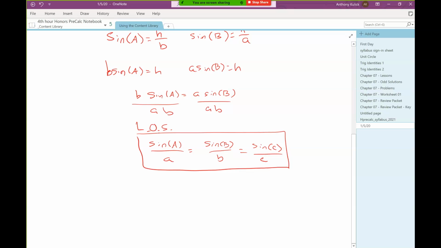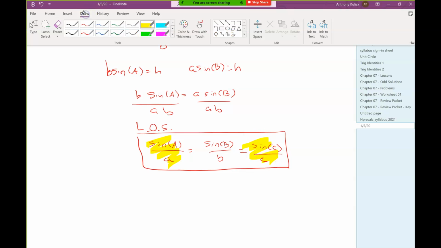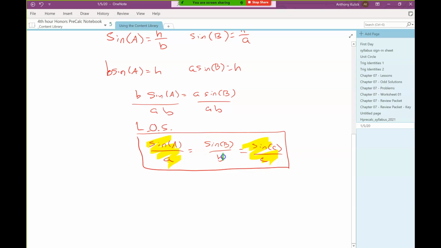Now you can use any two parts of this formula that you need. So you could use this part and this part and set them equal to each other, or you could use this part and this part. You can take any two fractions and set them equal to each other. Everybody's good with that? You don't have to be using all three. You can just use two.